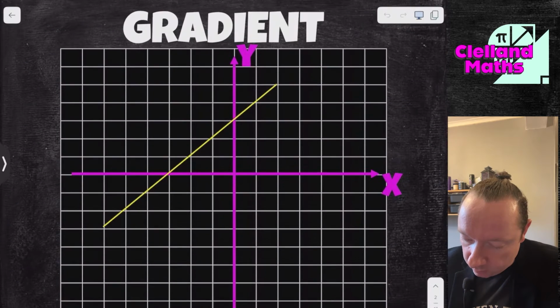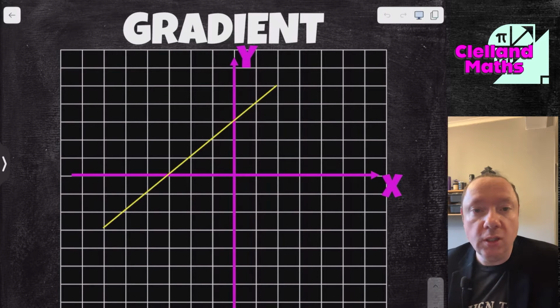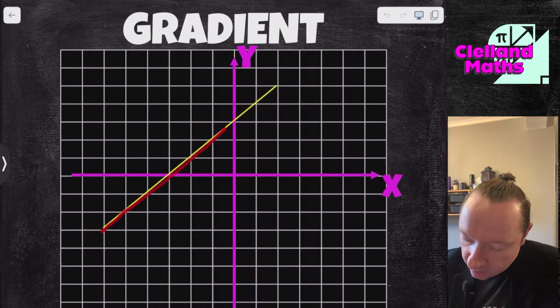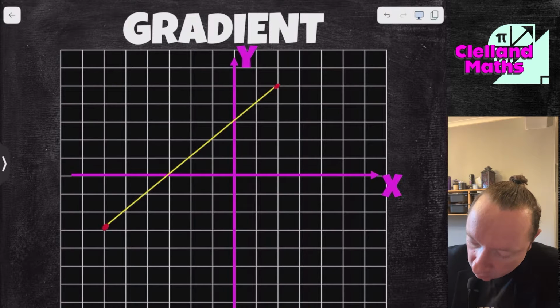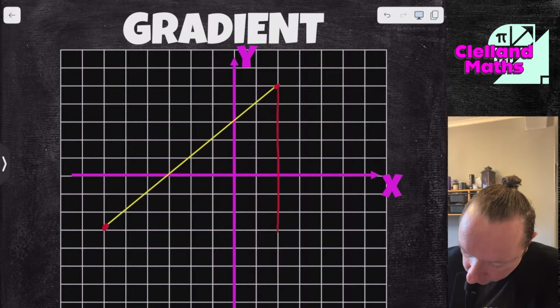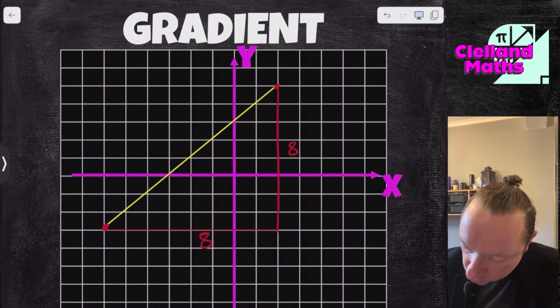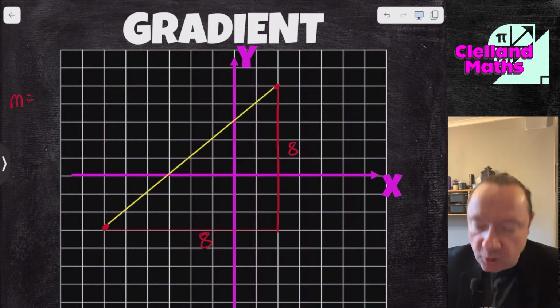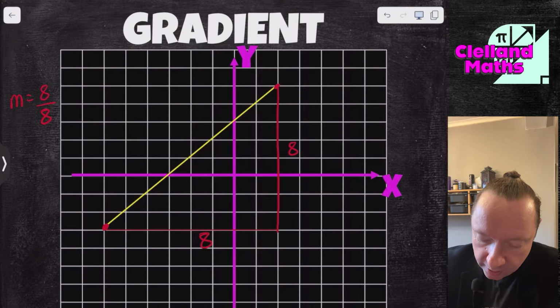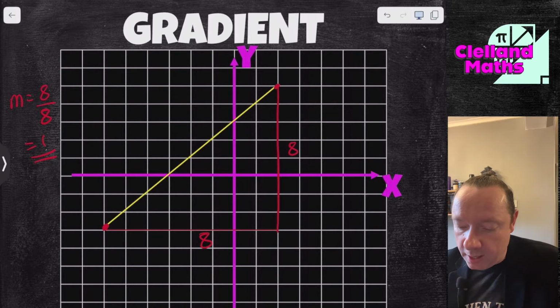But what is gradient? Well, we know it's vertical over horizontal. So I've drawn a coordinate grid to remind us of this, and I've got a line here. If I want to know the gradient, I'll use red to make a triangle. I've gone down and I've gone along, and we can then count the boxes. I've got 1, 2, 3, 4, 5, 6, 7, 8 along, and 1, 2, 3, 4, 5, 6, 7, 8 high. So we can say the gradient, and I'll use m because m is the usual letter for gradient, is vertical over horizontal. 8 divided by 8 is 1. So that's a gradient of 1.